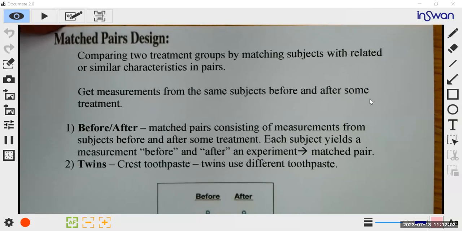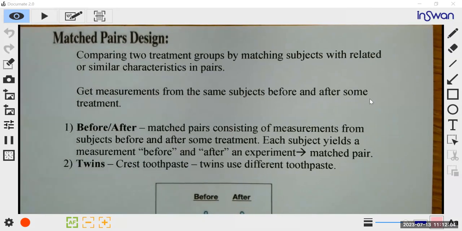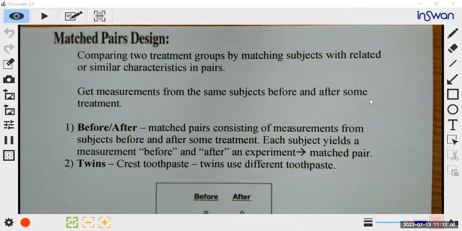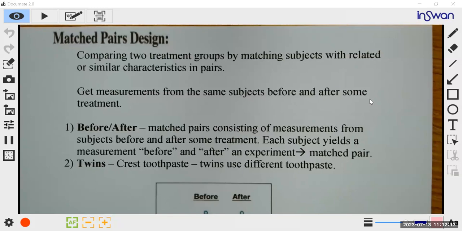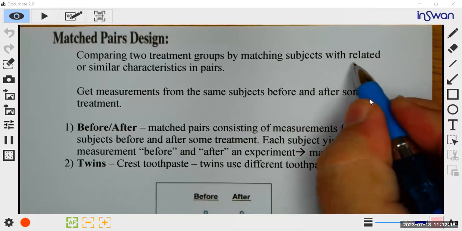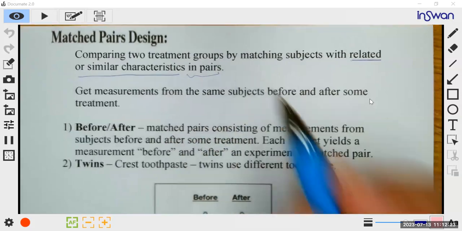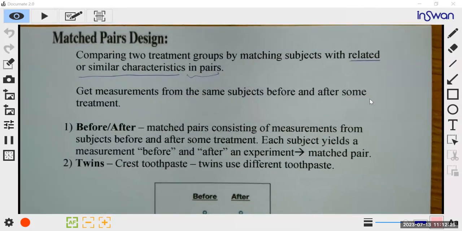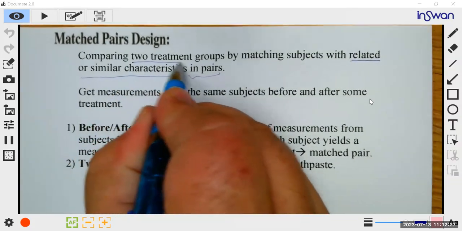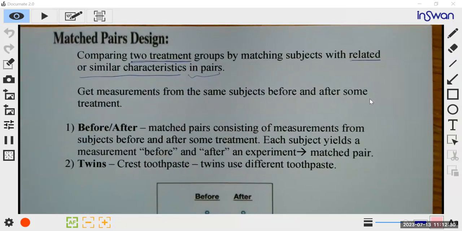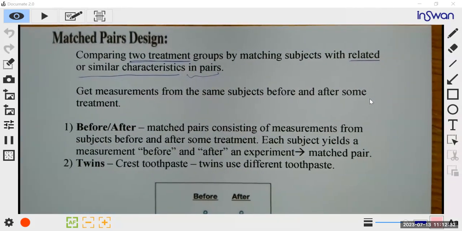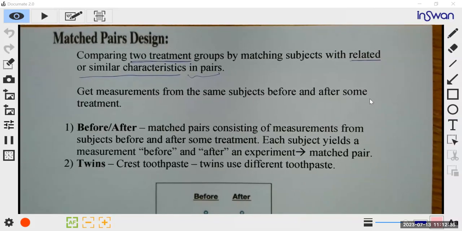Matched pair design. Comparing two treatment groups by matching subjects with related or similar characteristics in pairs. Remember, these are both treatment groups. I don't do this to the control group. They're my treatment groups.